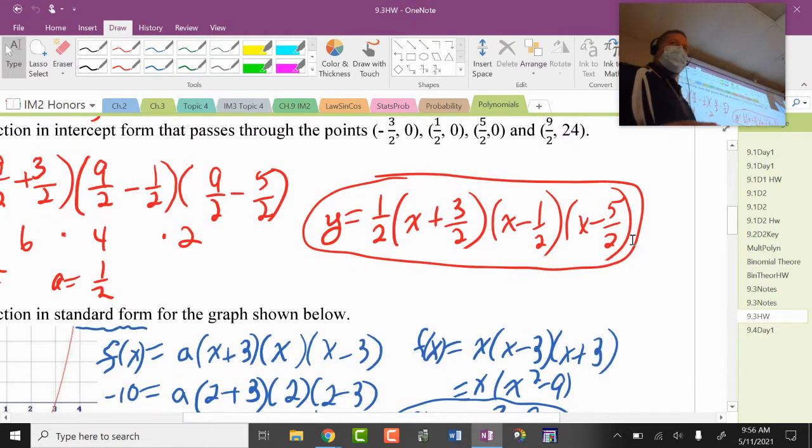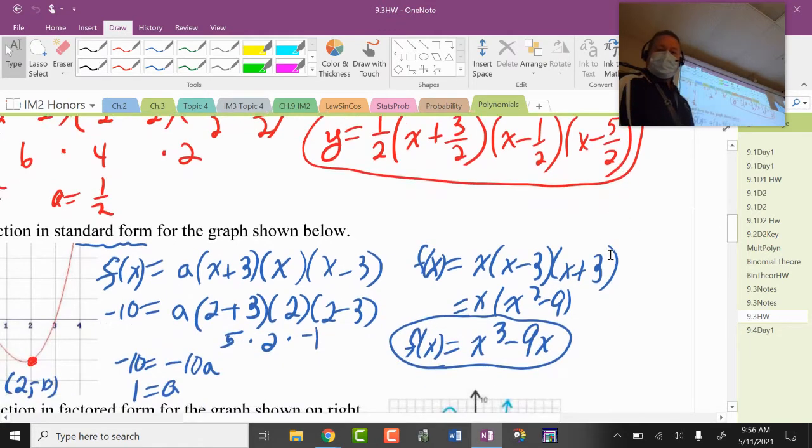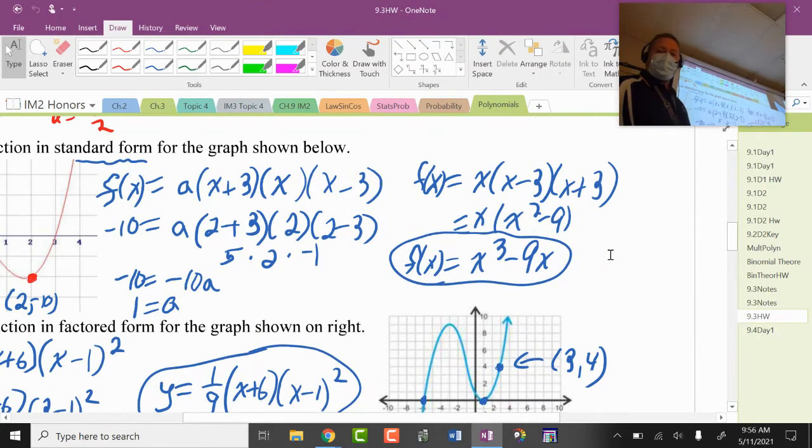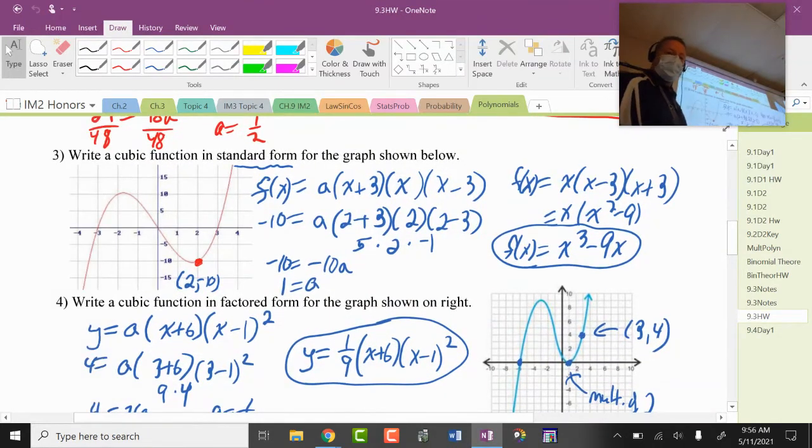Hey, good thing we didn't have to FOIL number 2. I always say I love fractions. I would hate FOILing that out. That'd be awful. So hopefully you paid attention to the directions: standard form as opposed to intercept.